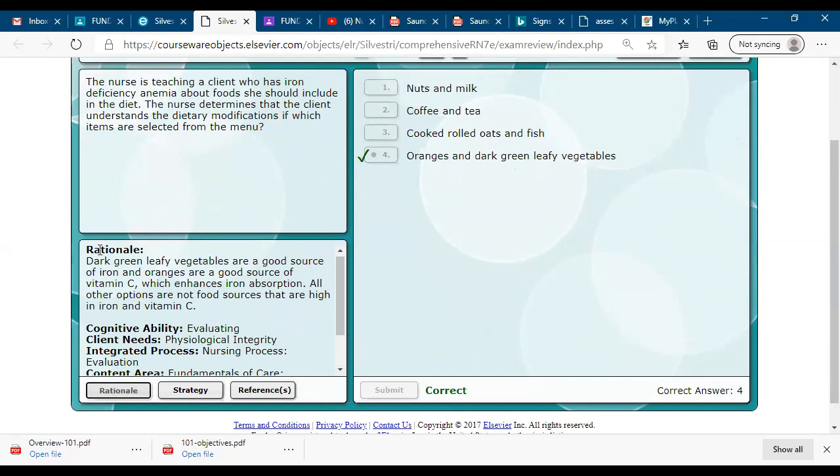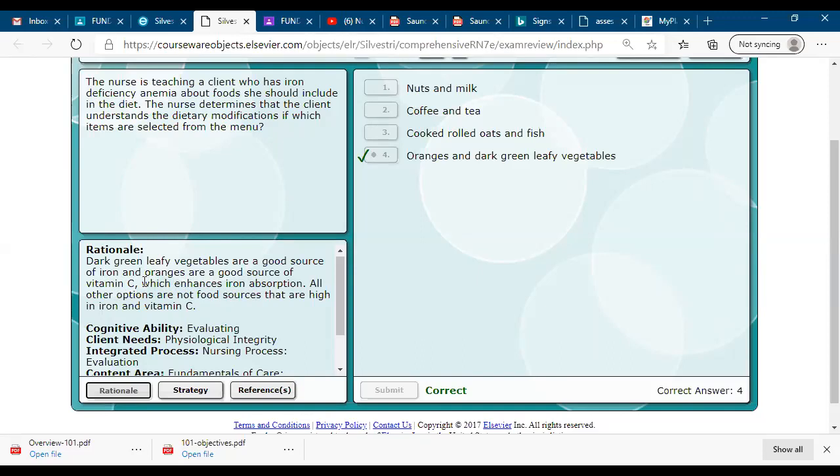So what is their explanation? Dark green vegetables and organ meats are a good source of iron, and vitamin C enhances iron absorption. This is the information we also learn. So keep it in mind, when you go through the rationale, you have to make a note. I said here, vitamin C helps the absorption of iron.